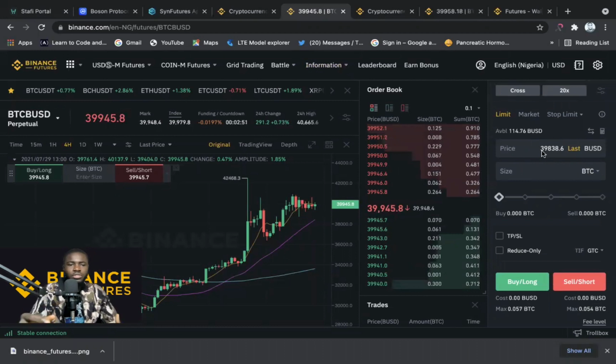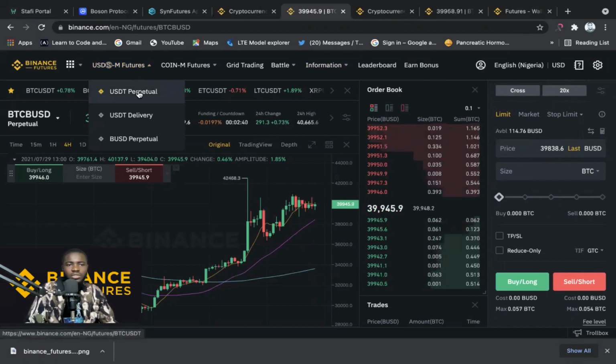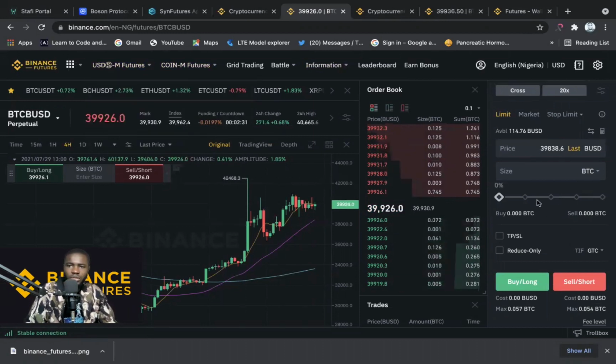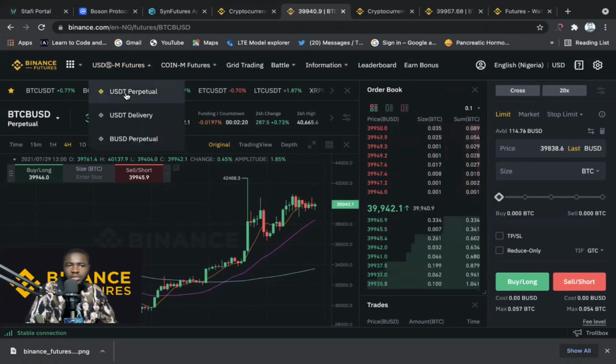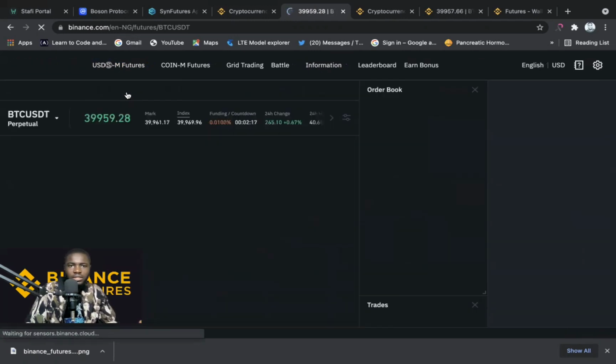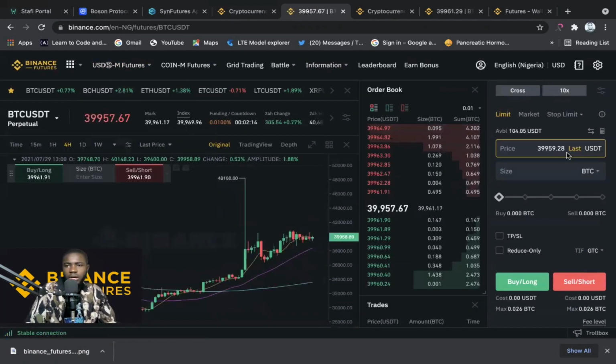So the multi-asset mode is a mode that allows you to trade across various margins, right? So right here, if you come to the USDM futures, for example, you can see that you can trade USDT perpetual contracts and you can trade BUSD perpetual contracts, right? So right now I am trading BUSD perpetual contracts. How you are going to know this is if you look at your available balance, you are going to see I have 114.76 BUSD. If you want to trade USDT based perpetual contracts, you simply click on that, and you are going to be back on the USDT perpetual contract, right?